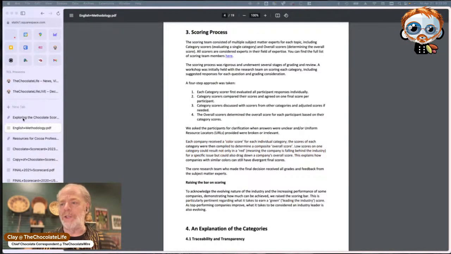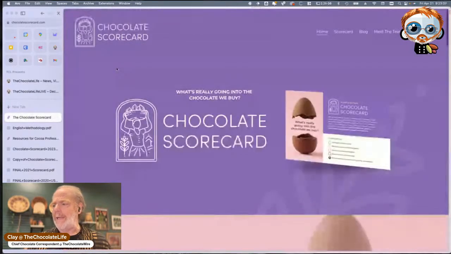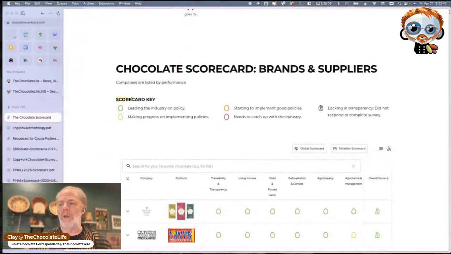Now, another bit of language. If we look at the Exploring the Chocolate Scorecard page, and let's go back to the homepage, what we look at is the scorecard key right here. So number one, a green egg means that the company is leading the industry on policy, whereas a yellow egg is making progress on implementing policy. And from my perspective, leading the industry on policy is different. Why did we leave out the word implementing? I would like this to be changed to say leading the industry on implementing policy. That's a really important thing for me that's missing from the way the language is presented.